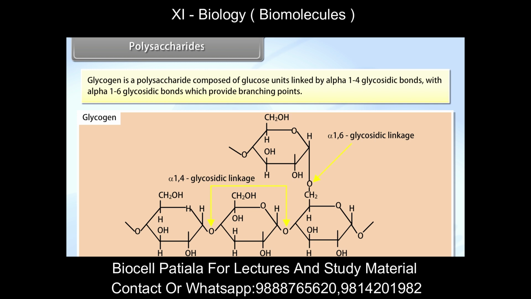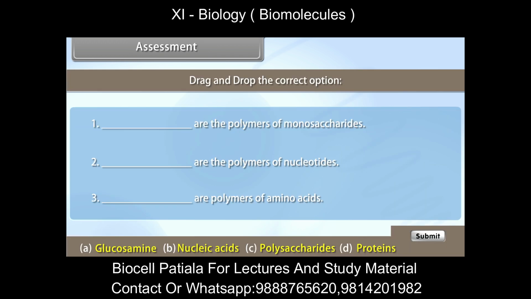Glycogen is a polysaccharide composed of glucose units linked by alpha-1,4 glycosidic bonds, with alpha-1,6 glycosidic bonds which provide branching points.